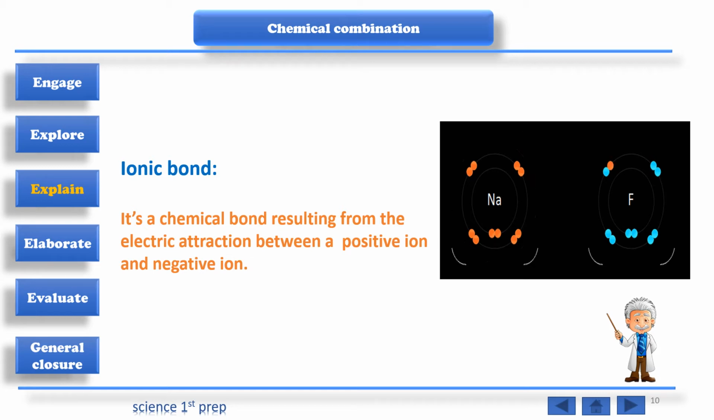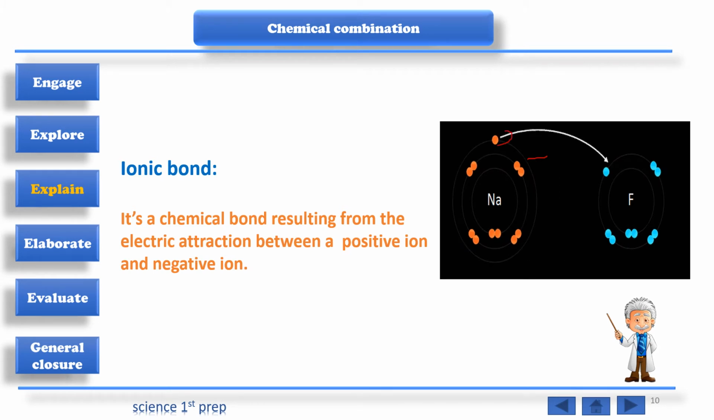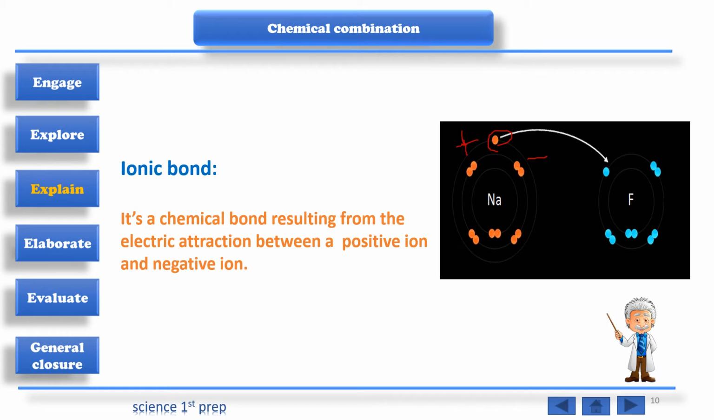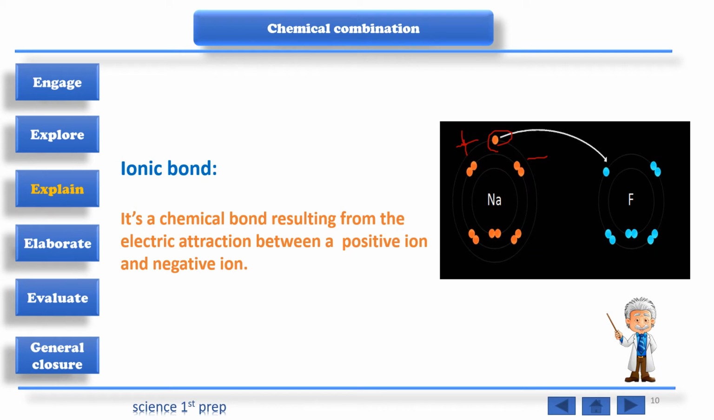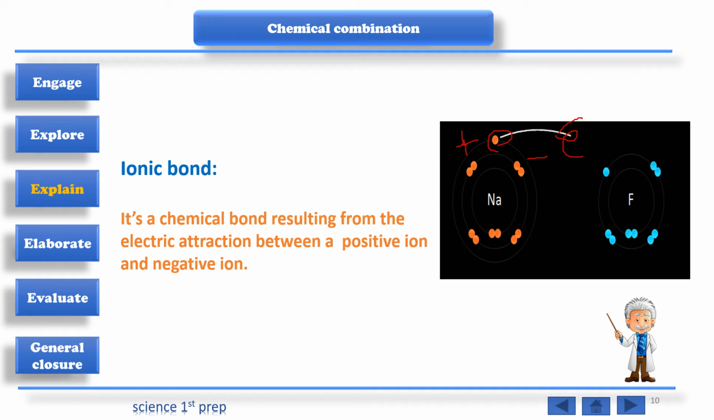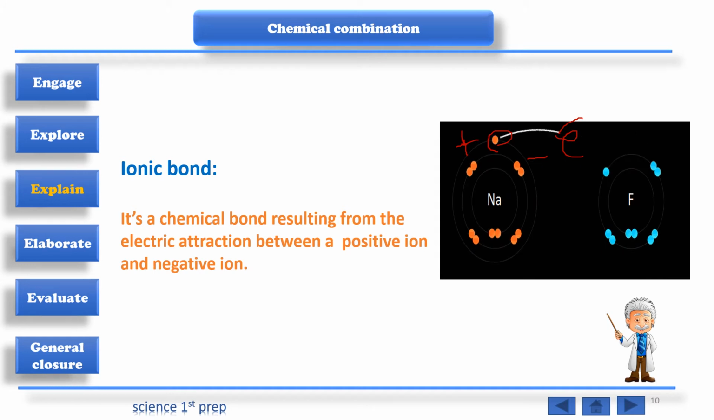Here, this is the sodium. Sodium loses an electron, okay, and becomes a positive ion. This electron goes to the fluorine, okay, to complete the outermost energy level. Here we have 7 electrons in the outermost energy level. They become 8 after a fluorine atom gains this electron, and it becomes negatively charged. So the attraction between the positive and negative charges, this is the ionic bond.